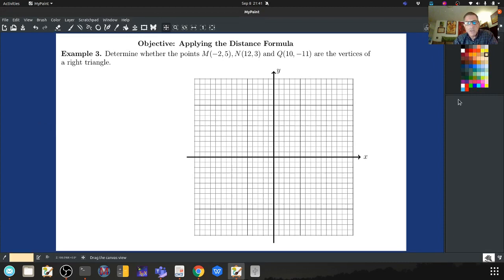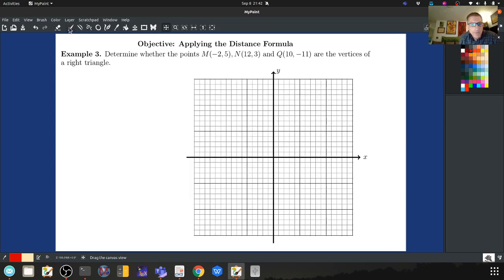So we want to determine whether the points M (minus 2, 5), N (12, 3), and Q (10, minus 11) are vertices of a right triangle. And we're going to do so by using the distance formula. So the first thing we have to do is plot these points. So let's find minus 2 and 5. So there's minus 2, 1, 2, 3, 4, 5. So that's minus 2 and 5. I have to do it again. That's minus 2 and 5.